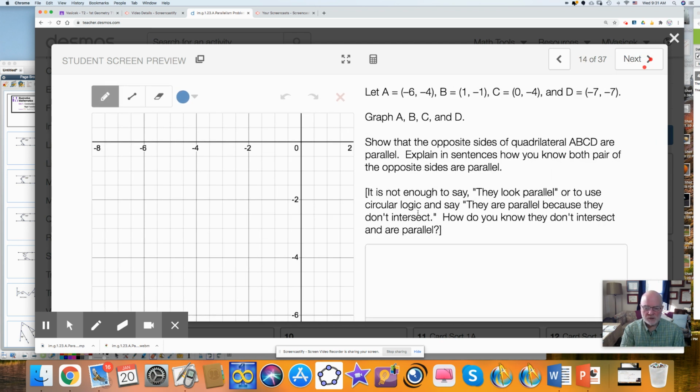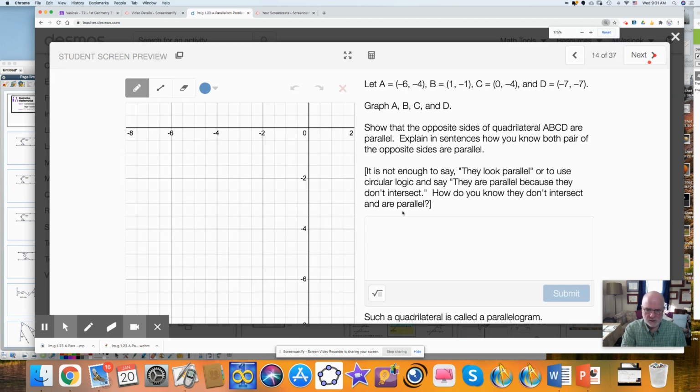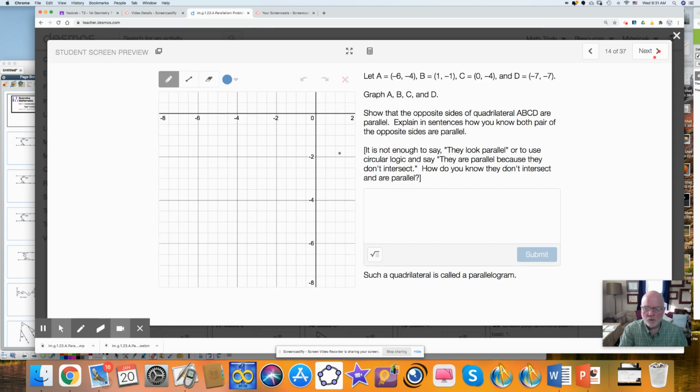So here we have a short exercise. This is to graph these points. And when I do that, I have -6, -4, which would be right here. I have -1, -1 here. I'm sorry, 1, -1. That is not right. 1, -1. 0, -4, and -7, -7. When I connect these with my lines, I get a parallelogram. And the idea is to explain why this is a parallelogram.